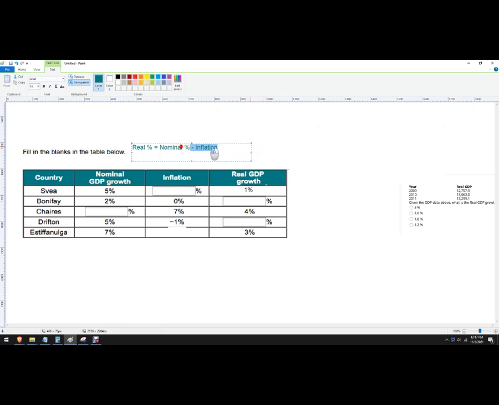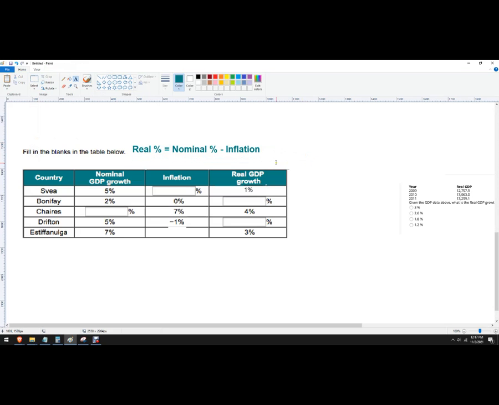So the formula here is this. Let's make that a little bit bigger. So we've got the formula right there. This is known as the Fisher equation in economics, but it's very useful.